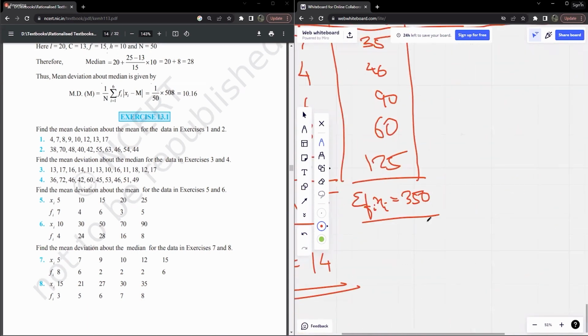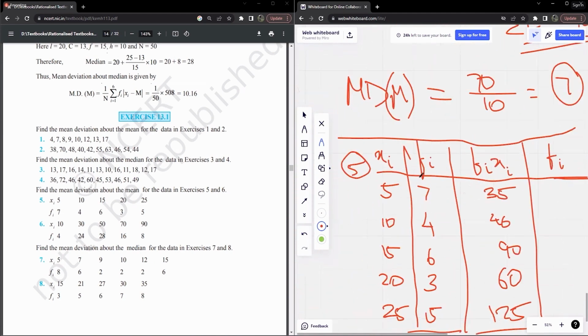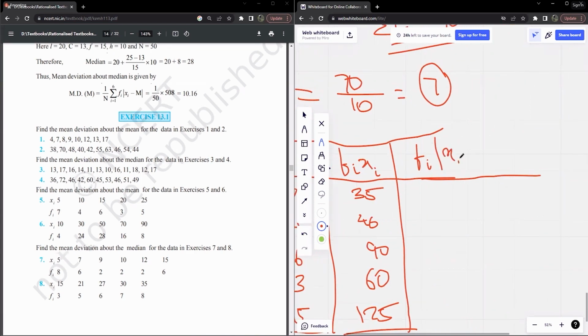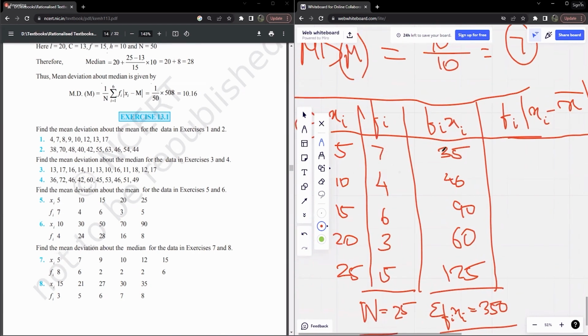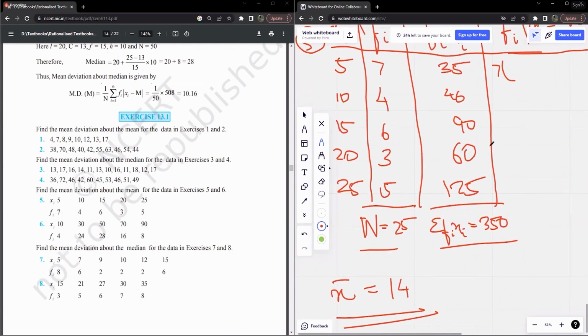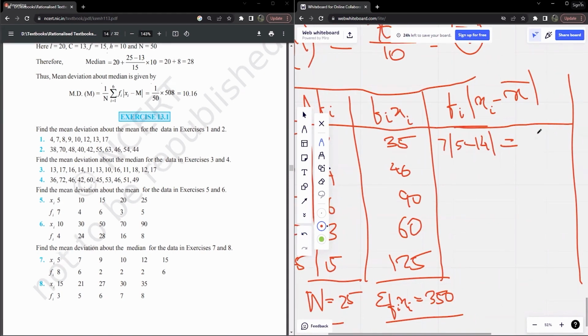Cool. So with that in mind, instead of calculating the different mod xi minus x bar over here, I'll do that in a single step, right? Because I don't want to waste your time and my time. So this is going to be fi times mod of xi minus x bar, right? Which is basically 7 into mod of 5 minus 14, which is 7 into 9, 63.